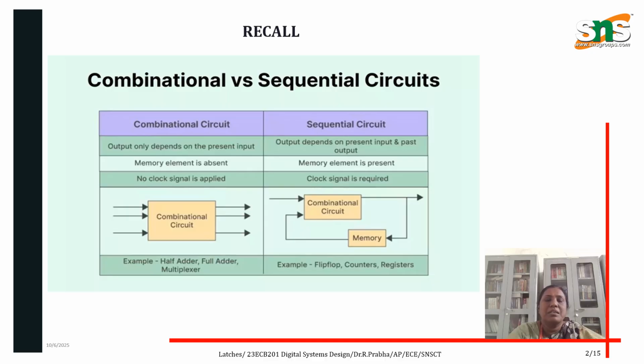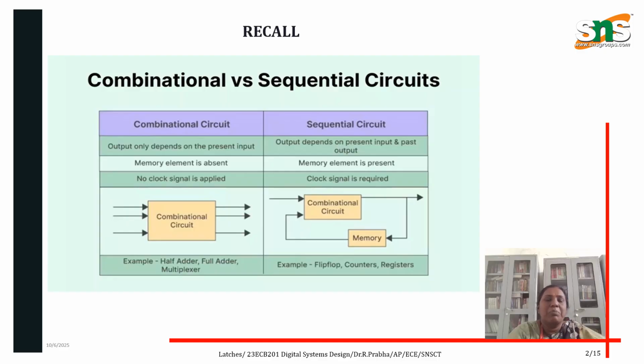So far, we have discussed the combinational logic circuits in Unit 2, and the combinational logic circuits are the simplest type of circuit in digital systems where the output depends only on the present input. Since the output depends on only the present combination of input, it does not require any memory element and no clock signal is required, and it is the simplest type of circuit. For example, we can say half adder, full adder, multiplexer, code converter circuits.